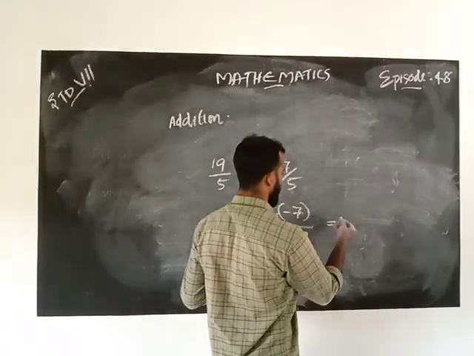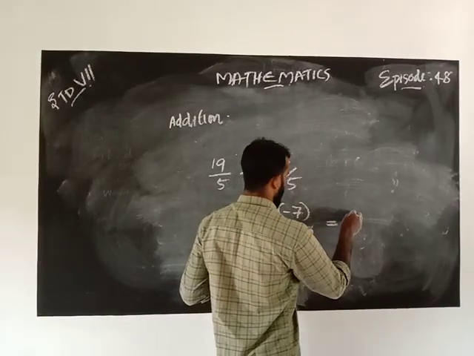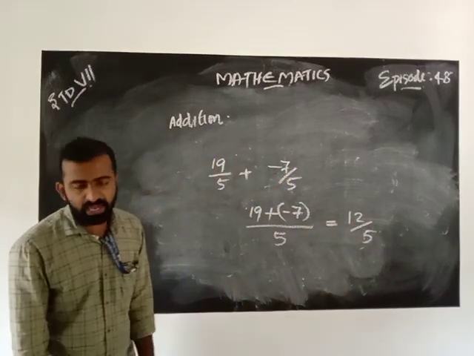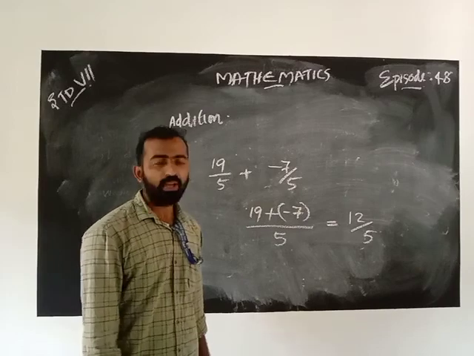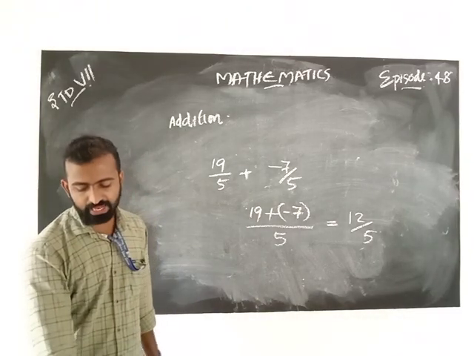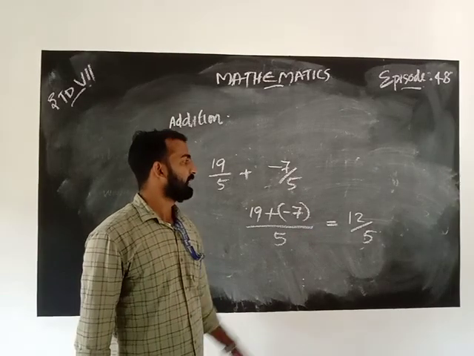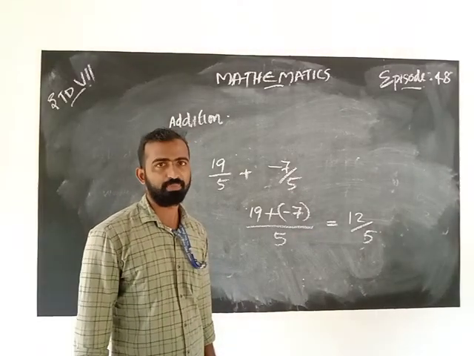That is, we get 12 by 5. When we add 19 and negative 7, we get 12. So the answer is 12 by 5.